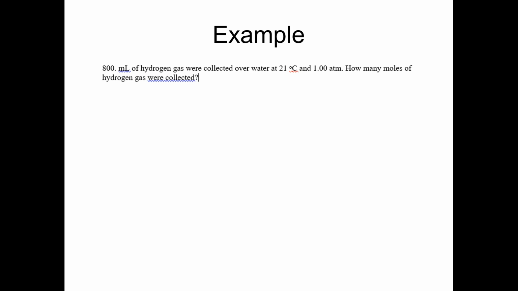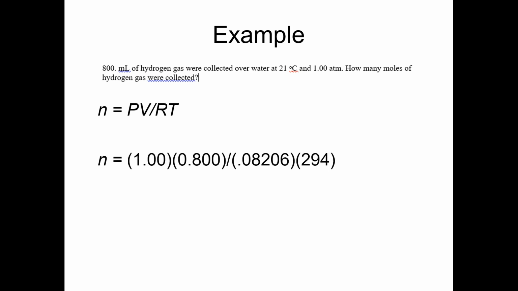Well, if we weren't accounting for the vapor pressure of water, we would just do it this way. We're solving for moles. n is equal to PV over RT. We're going to just put in all the variables that have been defined for us here. The pressure is 1 atmosphere. The volume of gas we collected was 800 mL or 0.8 liters. The gas constant is a constant, and the temperature is 21 degrees, which is 294 kelvins. And we would get an answer that we had made 0.0331 moles of hydrogen.